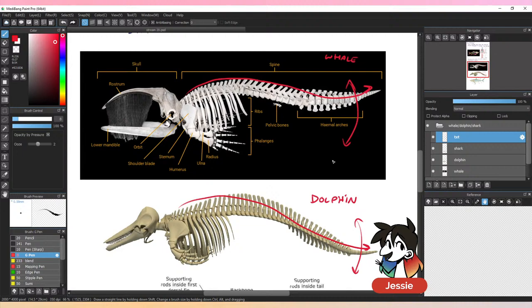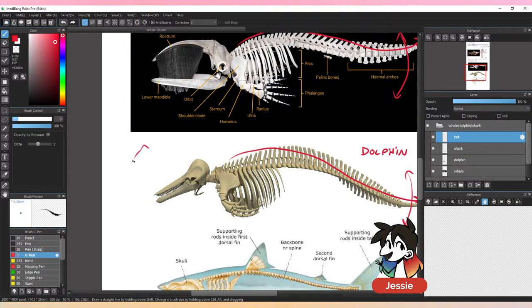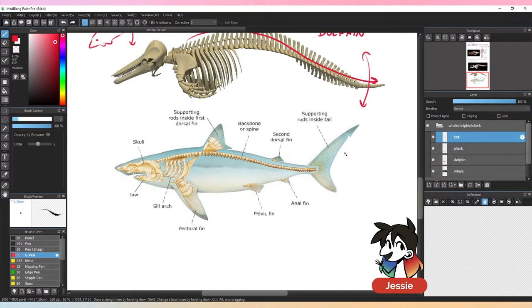If I were to draw a dolphin off to the side here, my epic dolphin, a dolphin's tail moves up and down, like this. Same with the whale. But a shark, however, this is a shark. A shark's spine, same with most fish, is bent so the tail moves back and forth rather than up and down.